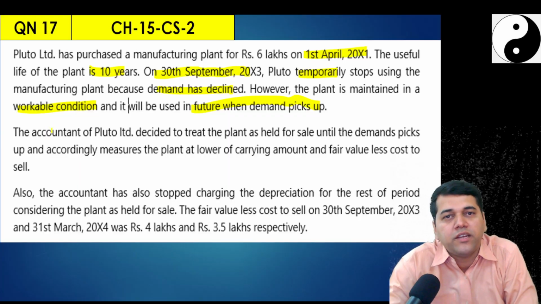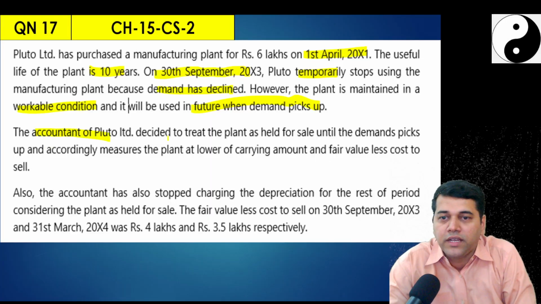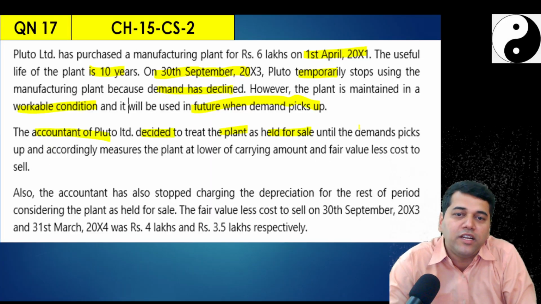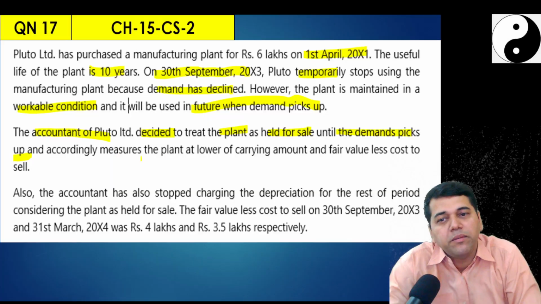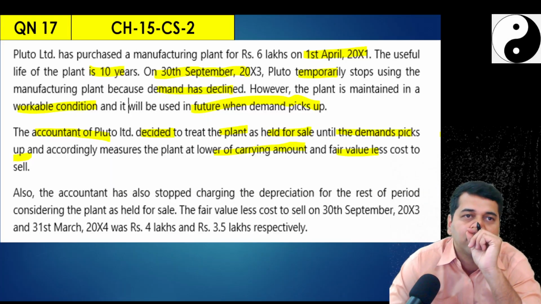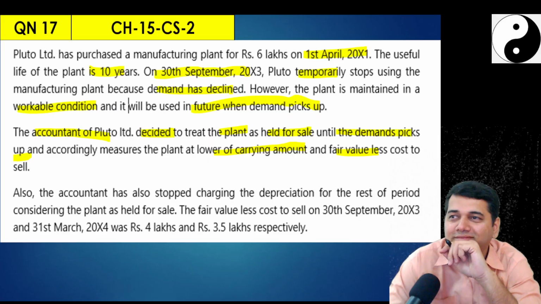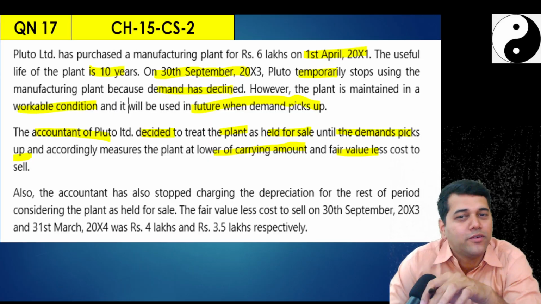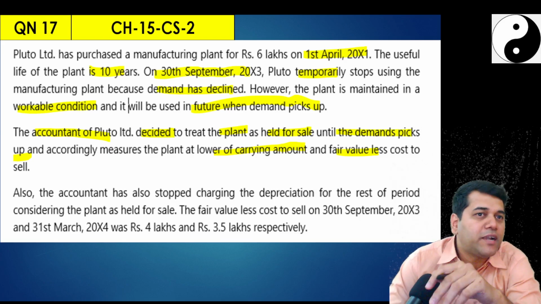Now this is what the great accountant did, no? By looking at all these things, he decided to treat the plant as held for sale until the demand picks up, and accordingly measured the plant at the lower of the carrying amount and the fair value less cost to sell. Understood? Also, he stopped charging depreciation for the rest of the period, considering the plant as held for sale.